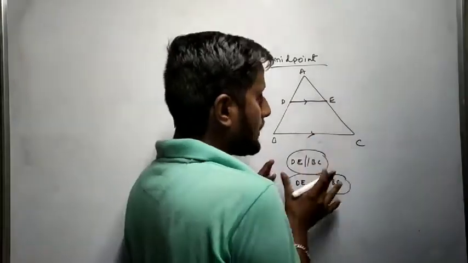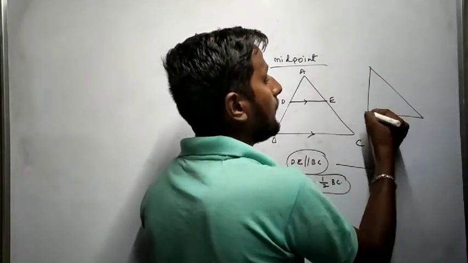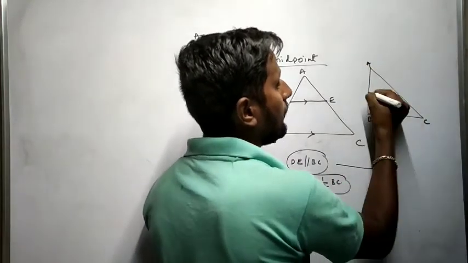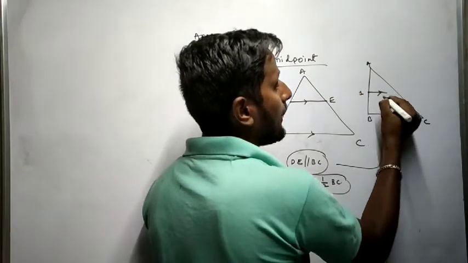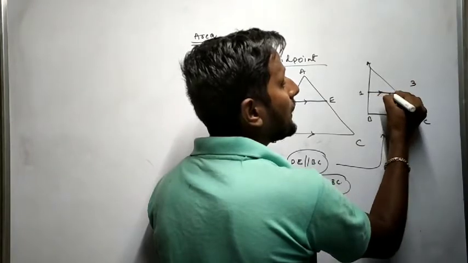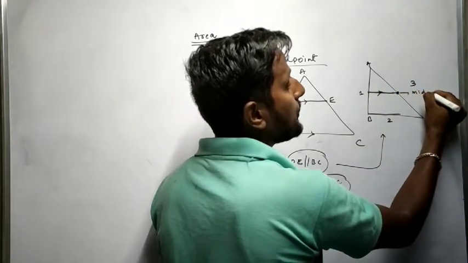The second case: take a triangle. Now you start a line from the midpoint of the first side, and the line is parallel to the second side. Definitely the line meets the third side also at its midpoint. This is what the midpoint theorem tells.